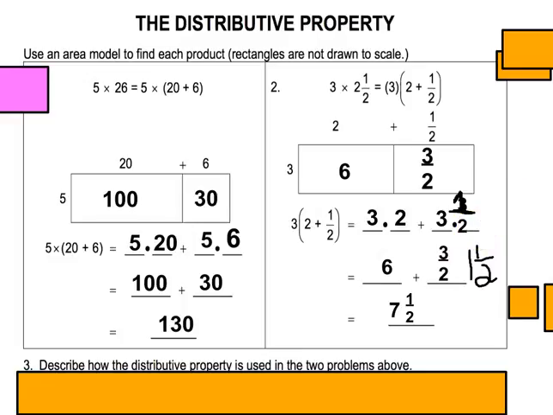Okay, now describe how the distributive property is used in the 2 problems above. Turn to your partner and have a quick discussion. How does this show the distributive property? Take a look at your examples here, and look at your multiplication and the area model and what happened. How is the distribution going on, and what does that look like?